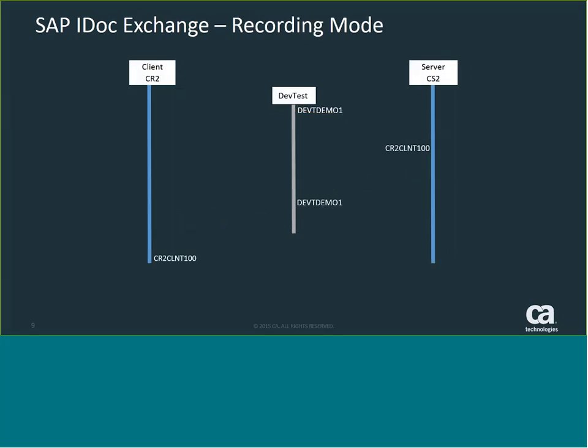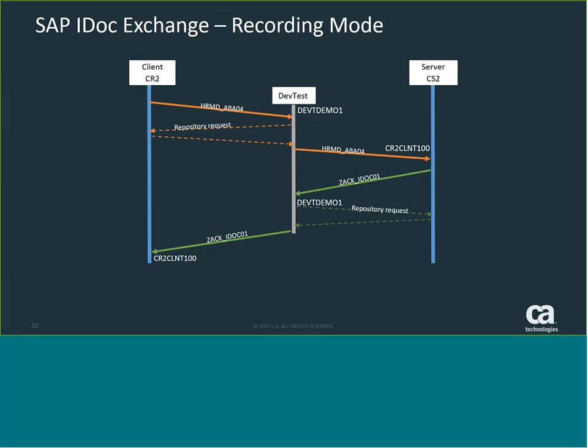When we record the traffic between two SAP systems, we play the man in the middle as usual. We configure the system CR2. We reconfigure system CR2 to send the IDoc request to the DevTest instead. In system CR2, DevTest is known here as DevTest demo 1.